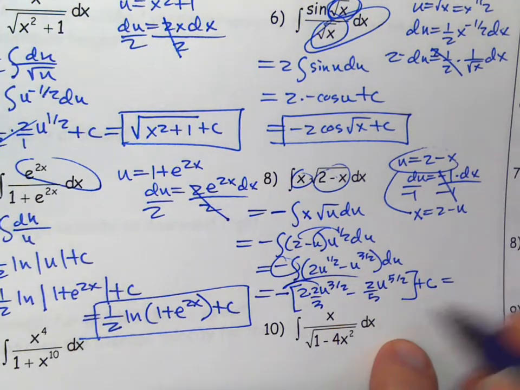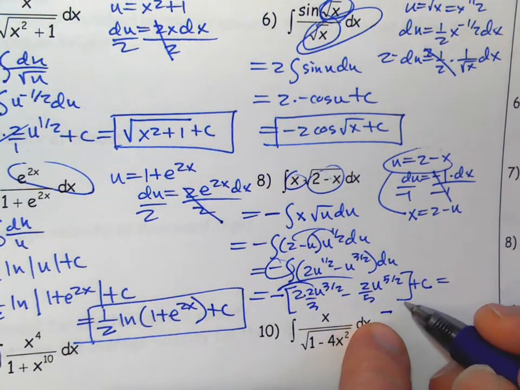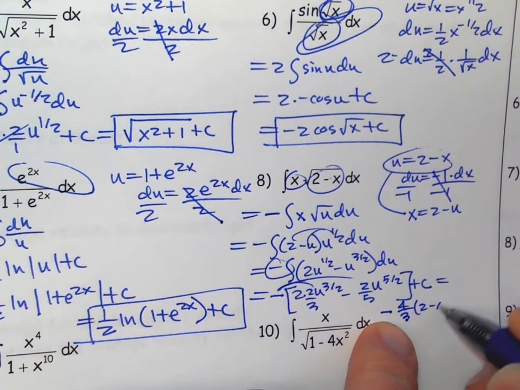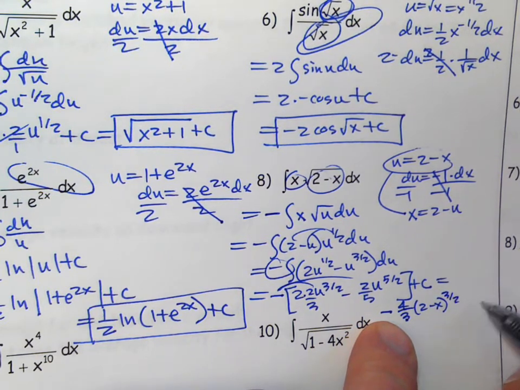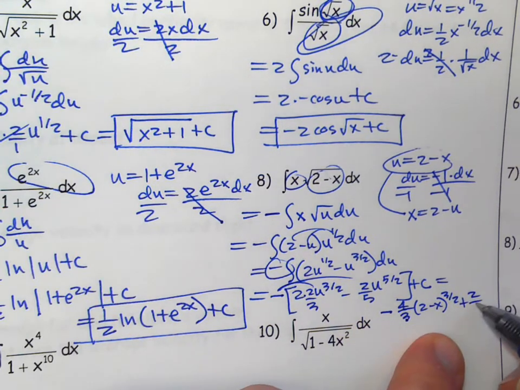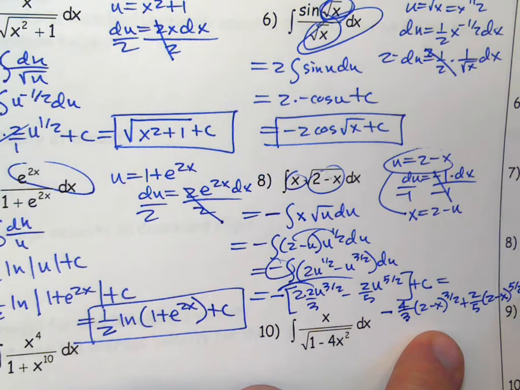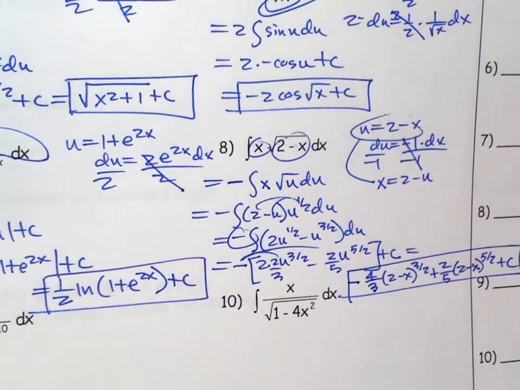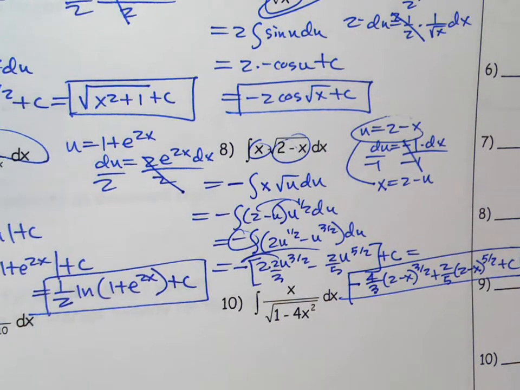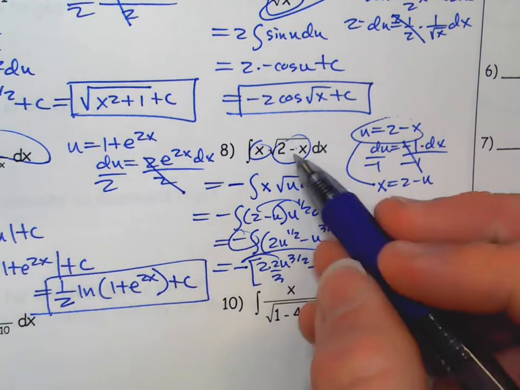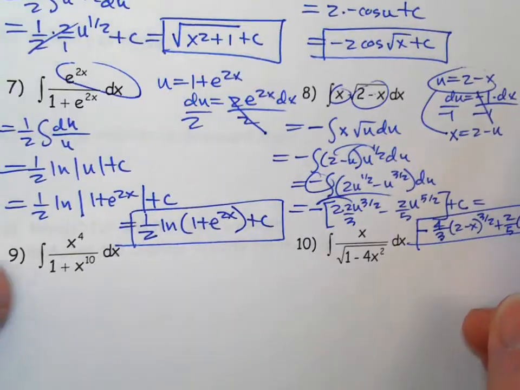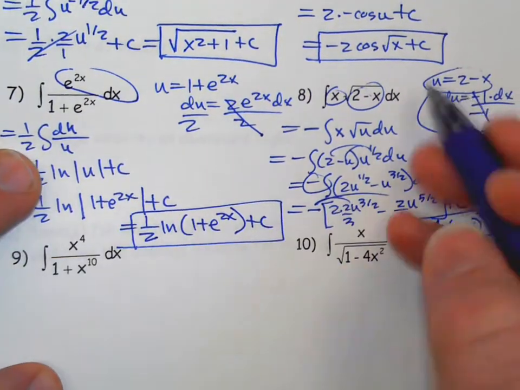So it's going to be negative 4/3 (2 minus x) to the 3/2 plus 2/5 (2 minus x) to the 5/2 plus c. Okay, so that's kind of one tricky problem. It usually always looks like this when we even think of even trying that. That's the only situation we've seen.